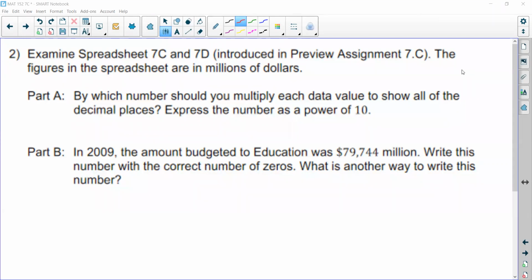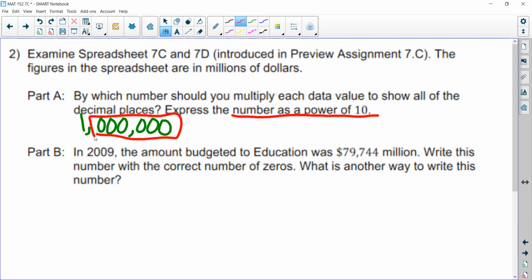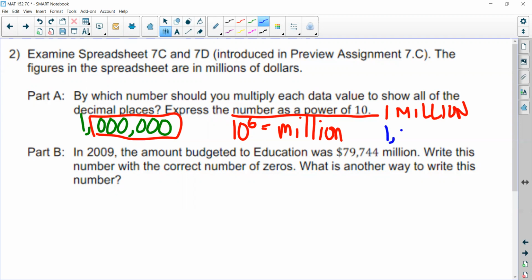So when you think about 1 million, and you want to express the number as a power of 10, you have 6 zeros. So 10 to the power of 6 represents the word million. In other words, if I wanted to write 1 million, instead of representing it in a number or in a word form, to represent it in a number form, you would put 1. Instead of million, you would put 6 zeros. This word million would be these 6 zeros.